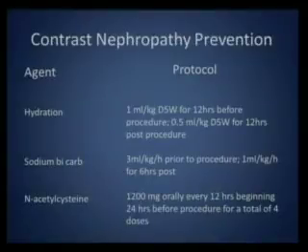So the best and proven thing is hydration. They say 1 ml per kg of D5W for 12 hours before, and then you decrease it to half for 12 hours post procedure. So as long as you hydrate the patient very well, the chance of contrast nephropathy is really decreased.